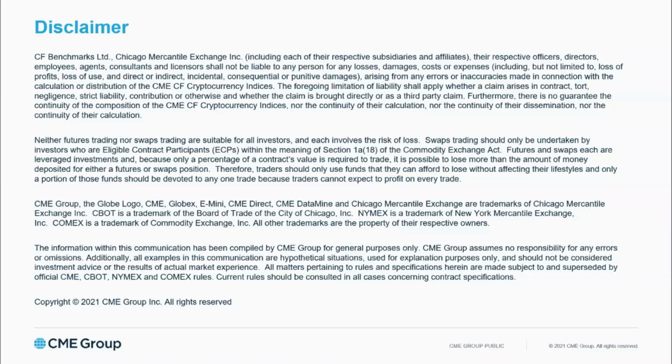We at CME Group have a disclaimer as well. On behalf of CME, we want to acknowledge that futures trading isn't suitable for all investors. Futures are leveraged products that involve the risk of loss. So before going into any new contract or futures in general, if you're new to our markets, please ensure that you're doing all your homework and you're properly educated on the products and markets that you're looking to trade.